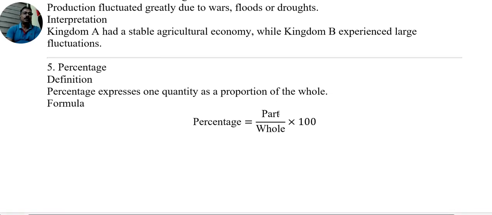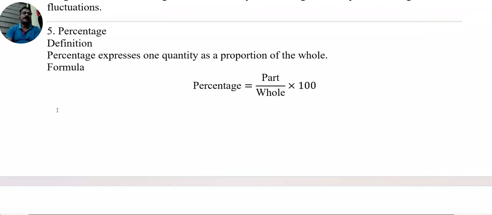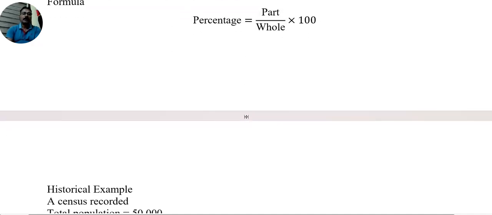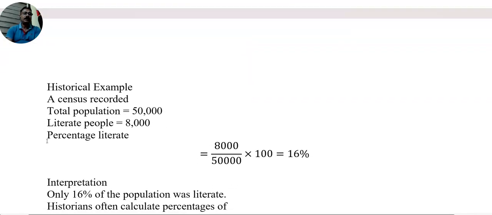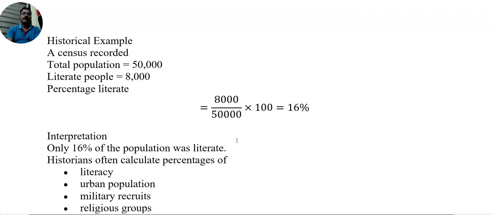Now coming to percentage. Definition: percentage expresses one quantity as a proportion of the whole. The formula is part by whole into 100. How can we explain this? Historical example: a census recorded a total population of 50,000, of which literate people are 8,000. So the percentage of literate is 8,000 divided by the total 50,000, into 100, which is 16%. In this way we can apply the statistical tool for calculation of the percentage of literate.